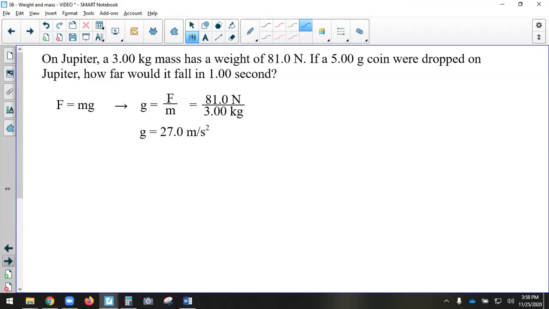So we need to know this because if we are dropping a coin on Jupiter, if you can imagine standing on the surface of Jupiter, there's a lot wrong with that comment, but just go with me on this.